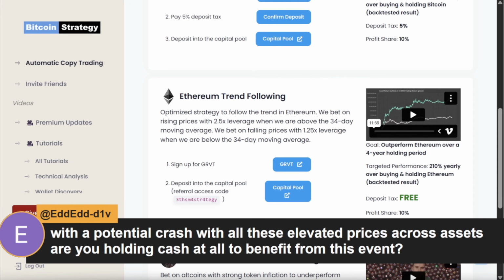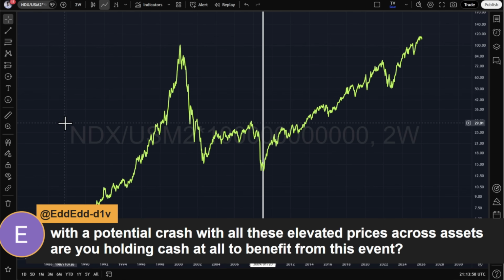With a potential crash, with all these elevated prices across assets, are you holding cash at all to benefit from this event? Yes, I do. I have a lot of cash right now. My cash allocation is very high. And with cash, I of course mean fixed deposits or something that still returns percentages, right? I still want to get some return. I don't want to get diluted from the monetary base entirely.